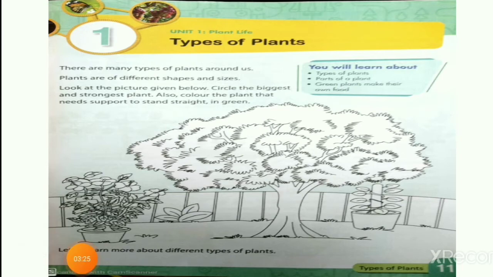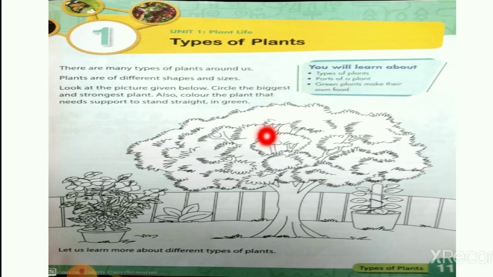If you have your textbook, you can do this activity in your textbook. You have to circle the biggest and strongest plant. Here you can see the biggest one is this one. Here you can do the circle. It is the strongest and biggest plant.